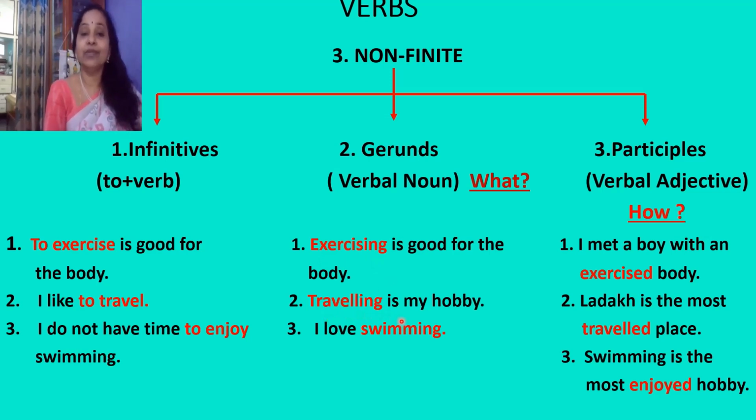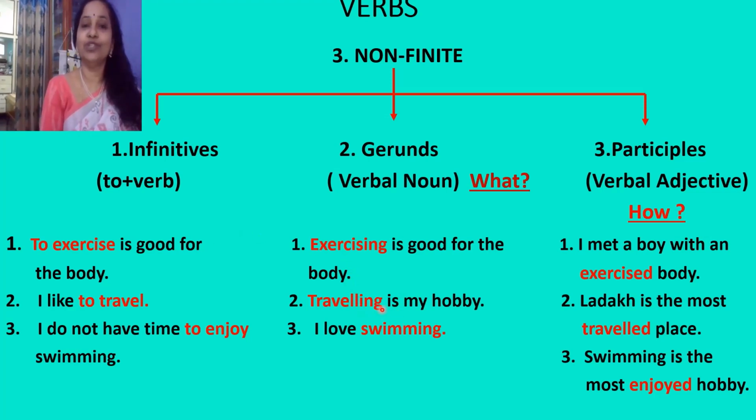And the next example, traveling is my hobby. What is your hobby? Traveling. So when you get an answer for the question what, that is the noun or the subject form. Okay, so next example, I love swimming. What do you love? I love swimming. So whenever you're getting an answer for the question what, whichever word it is, it is the subject or the noun of the sentence. So here you've come across these gerunds or the verbal nouns.